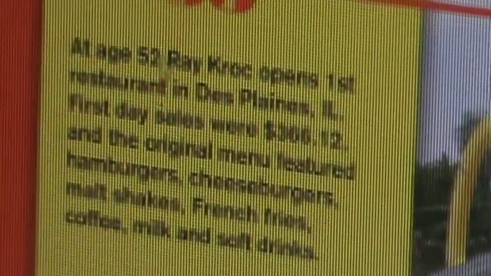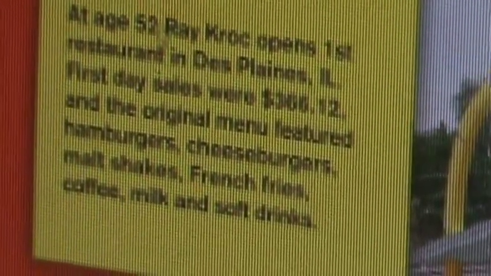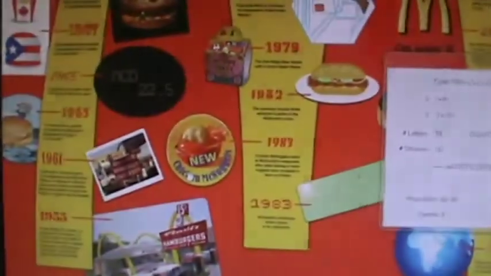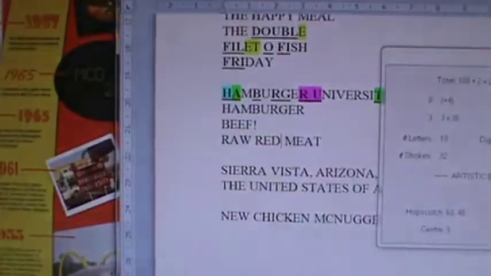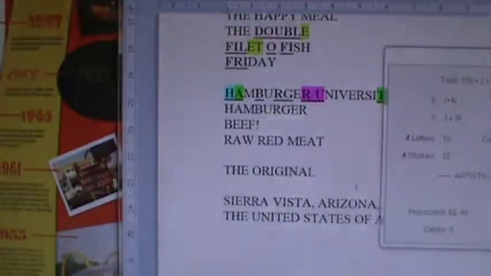And the original menu. Original menu divides by 3. The original menu. Okay. Cheeseburgers, munchies, fries, coffee, soft drinks. Okay. So let's just solve that phrase, the original menu. Because every restaurant once had an original menu. So if you take the glory for the original menu, that means you take the glory for the whole thing. So the original menu divides by 3.